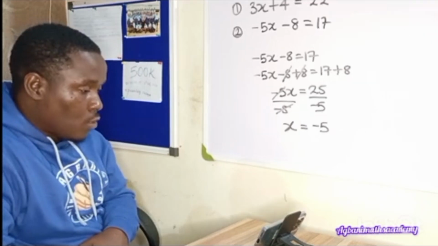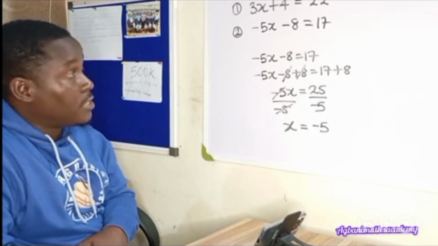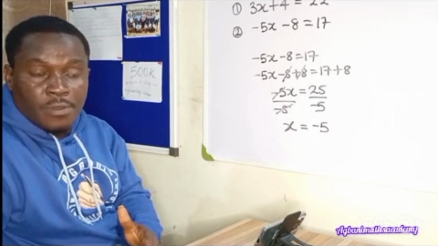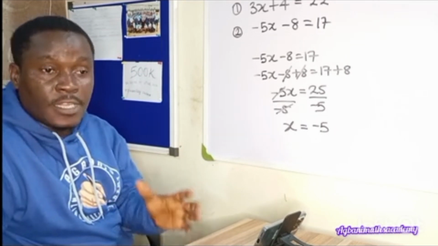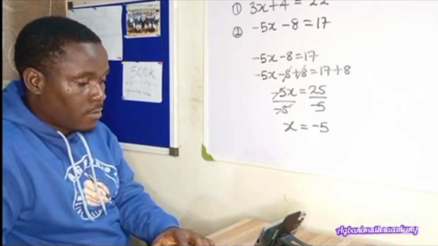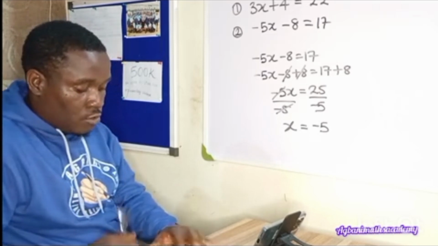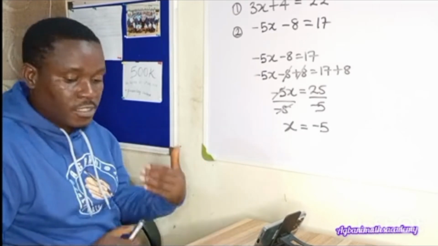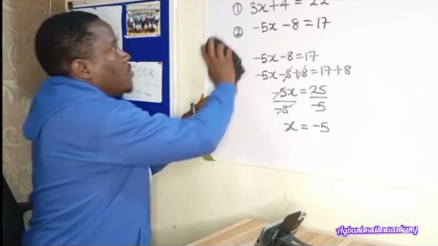Okay, so that concludes what we did yesterday. So yesterday what we did was we looked at two-step equations containing multiplication, right? So today we are looking at two-step equations containing division. Okay, so let's do that.